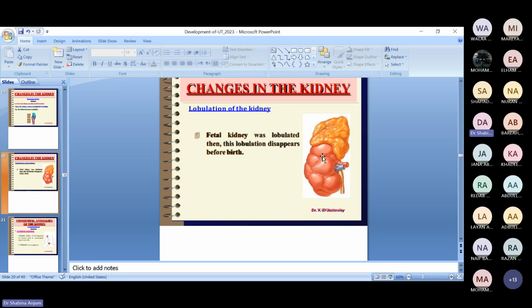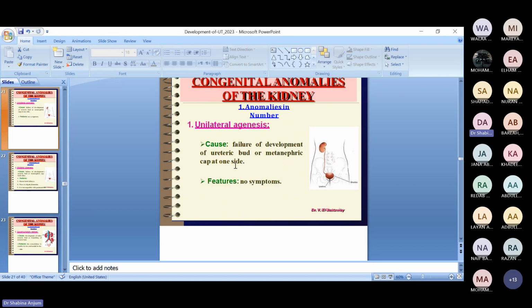So in the fetus, the kidney is lobulated, because we have seen that the kidney has two different sources of development: the collecting tubules, and the excretory and nephrogenic part. They will develop from two different sources, so at that time the kidney will be lobulated. Once all the growth is complete, just before birth, it will become smooth. If it is still lobulated after birth, this is a congenital anomaly.